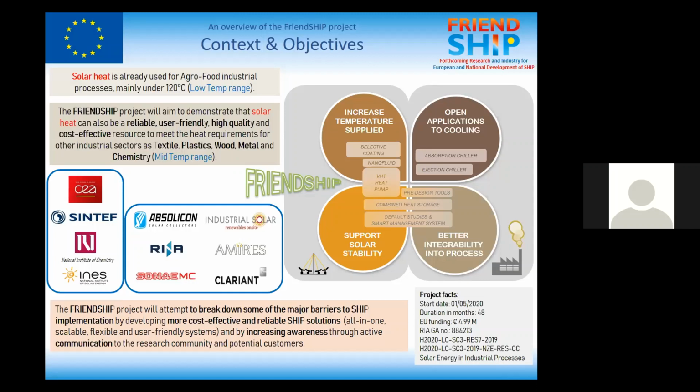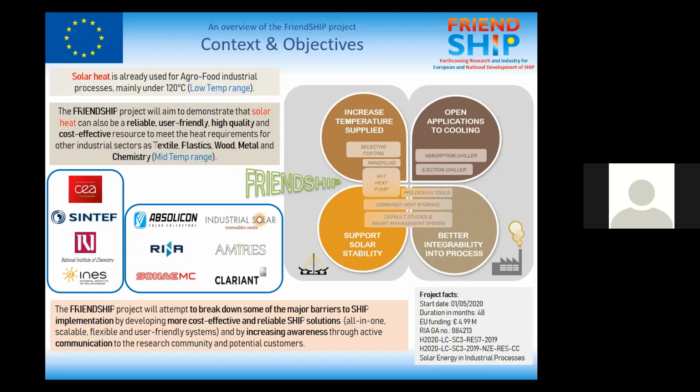Provide a better integrability into the process and support the solar stability of the solar receivers. The project starts in May this year. This is a 48-month project, 5 million euros, and it has been funded by the European Union through the RES7 call dedicated to solar energy in industrial processes.